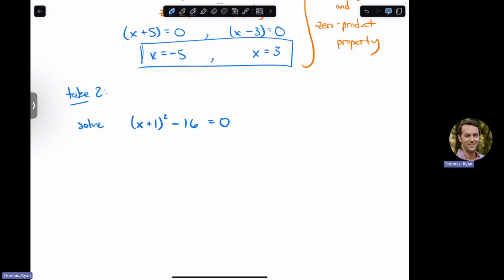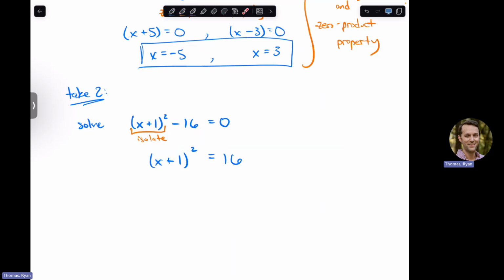Take 2. All right. Thomas, you said you moved 16 over? Okay. Add 16 to both sides, so that we can get the square thing by itself? Okay. So isolate that, solve for it. Okay. Then what?